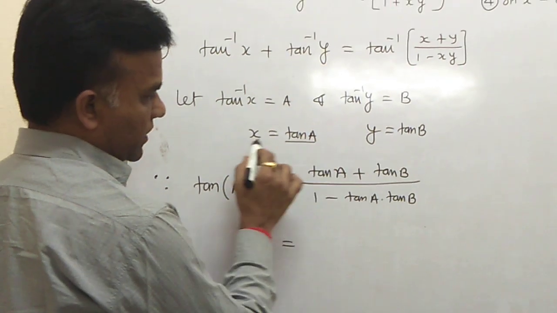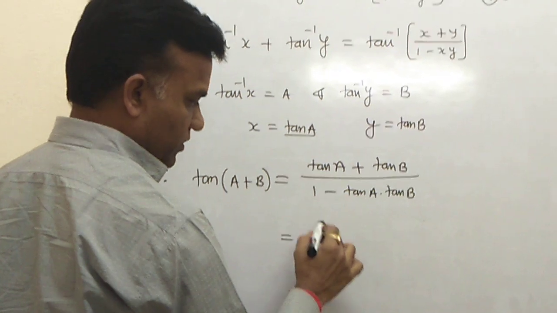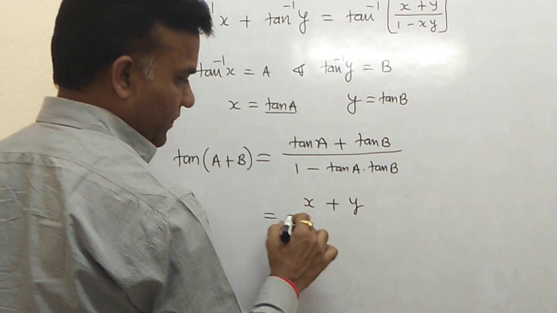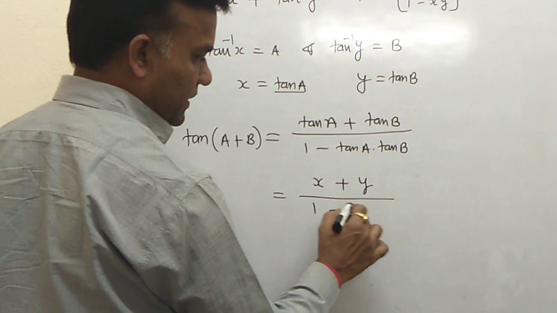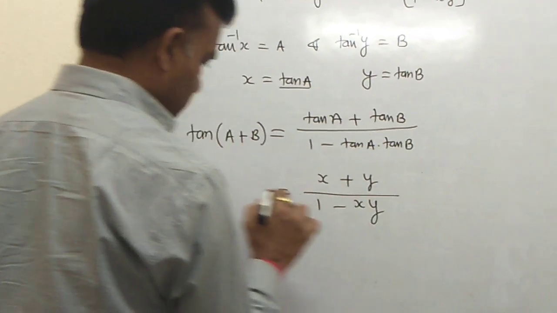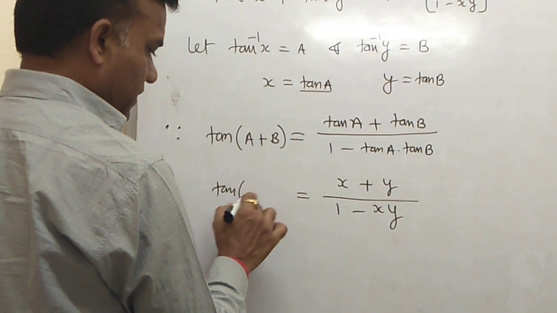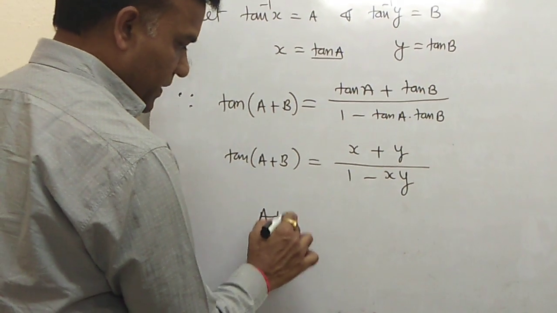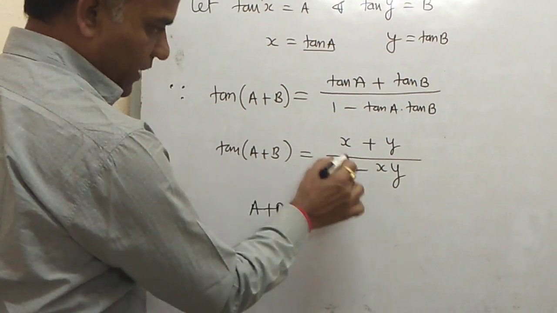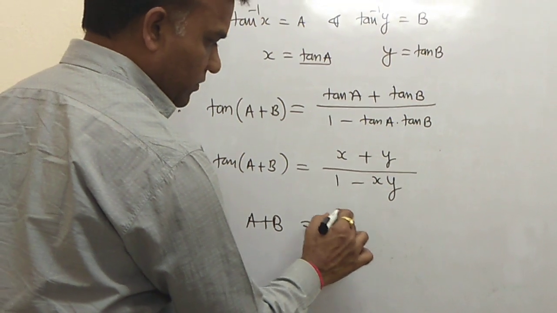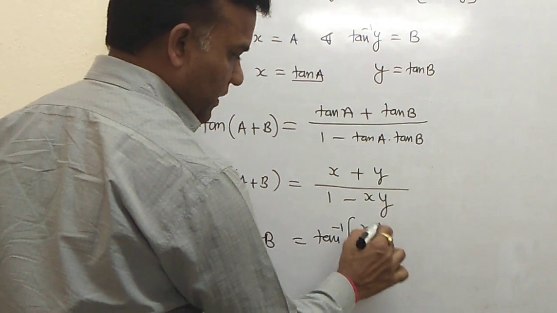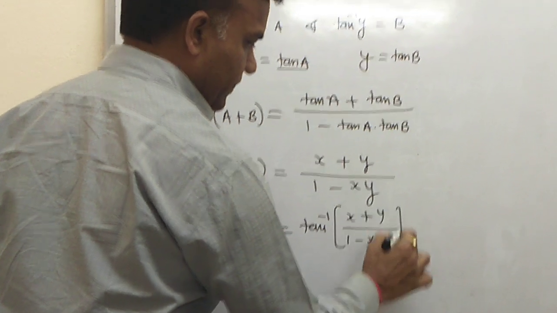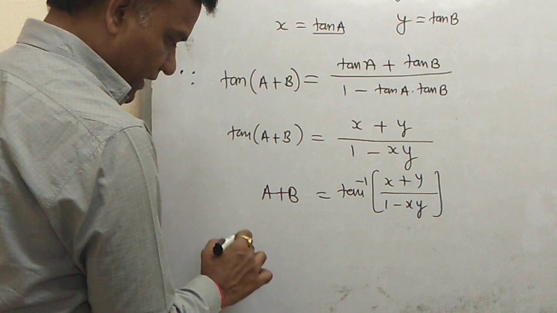Tan a is what? x, and tan b is y. So in place of tan a you put x, in place of tan b you put y, and upon 1 minus x into y. Okay, so you have tan of a plus b like this, and then you find a plus b. This tan tends to the inverse, so now this is the inverse of x plus y upon 1 minus xy.